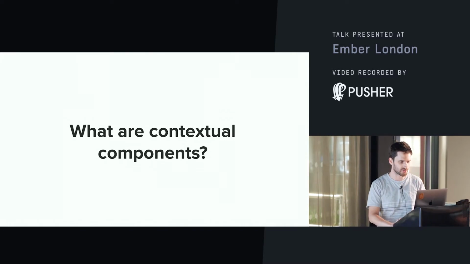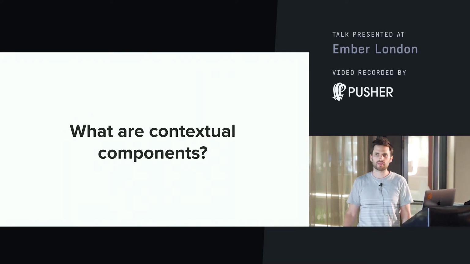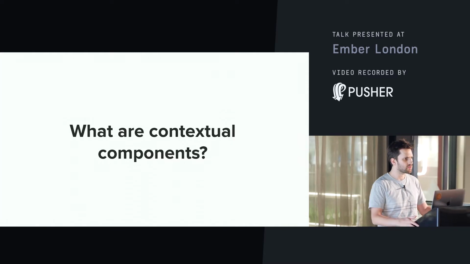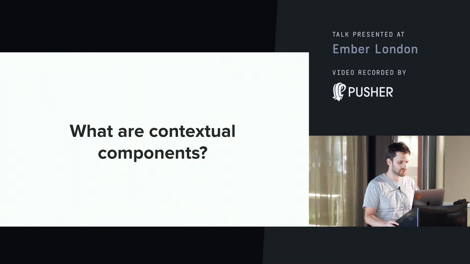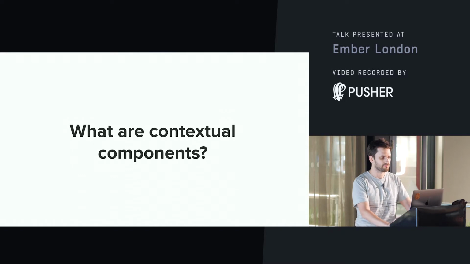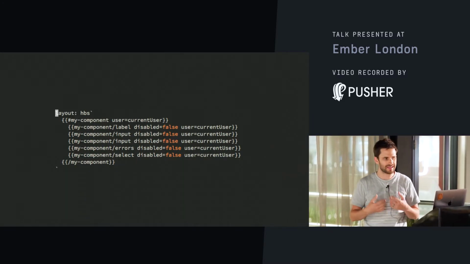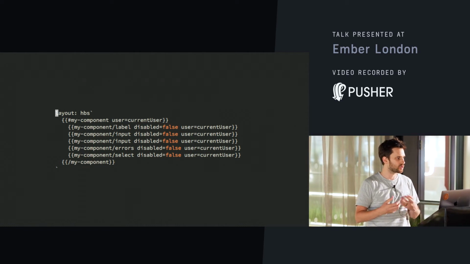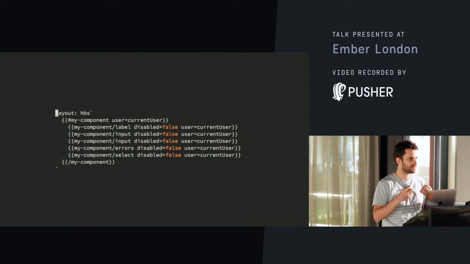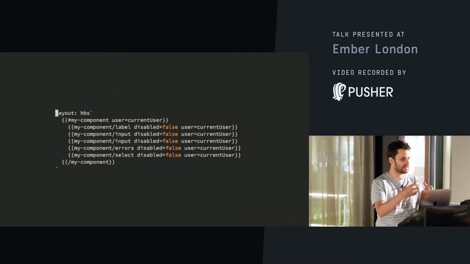But what are contextual components? So I think it was a year and a half ago, maybe a little bit longer, maybe a little bit shorter, give or take a few months. But previously, if you wanted to have this concept of a nested component, you couldn't really do it. So you could namespace them, but you couldn't have a concept of this component.